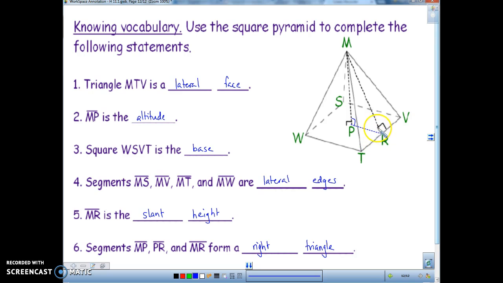And when we're trying to solve for the actual height using the slant height, we know that the slant height and the height form a right triangle. You can see that by connecting P and R here, and this is knowing that this is perpendicular to the base.